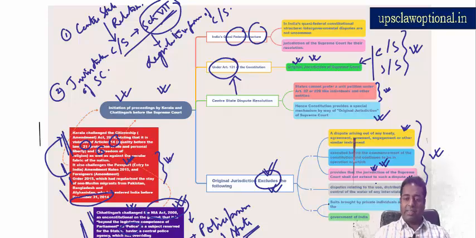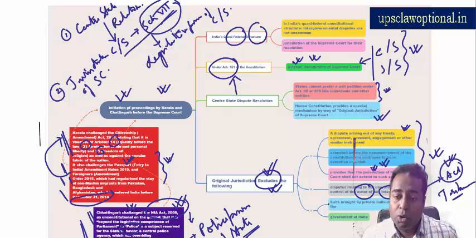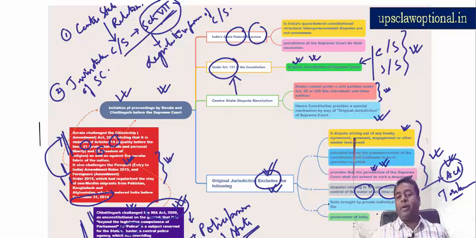Secondly, disputes relating to the use, distribution or control of the waters of interstate rivers. Here we have already said that there is now a special act and a special tribunal which will adjudicate interstate water disputes. Suits brought by private individuals against the government of India or a state are of course not included within the original jurisdiction. So we will consider this topic from two angles: one is the center-state relation, the other is the jurisdiction of the Supreme Court.